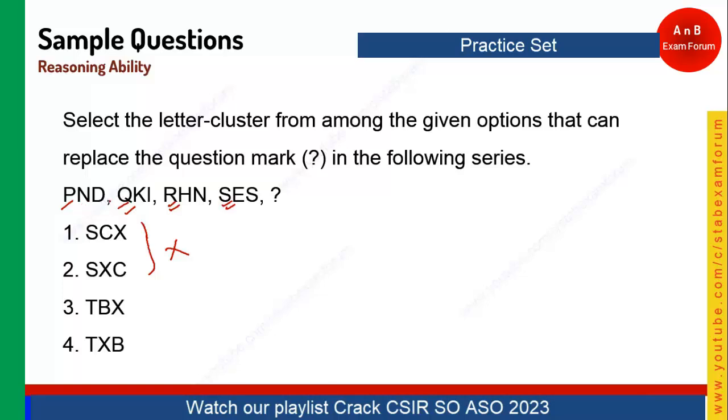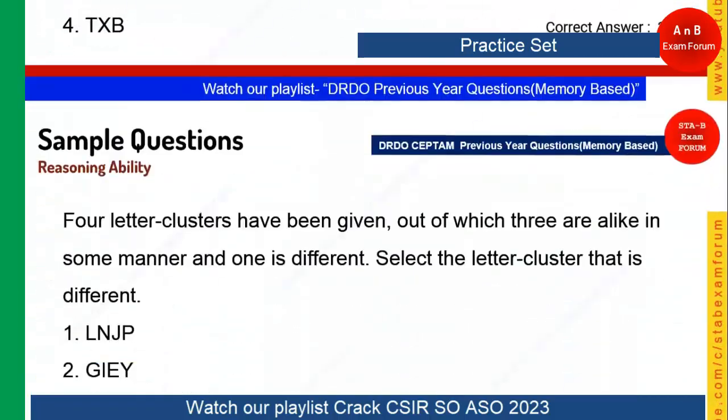N, O, P, Q, N, K, L, M, N, 3, H, I, J, K, E, F, G, H. Okay, so they are decrementing from the backward. So if we take -2 here for E character, what we get? B. Okay, so B, C, D, E. So answer is option 3, TBX. Okay, so this is the correct answer. Very simple one. Let's move to the next question.